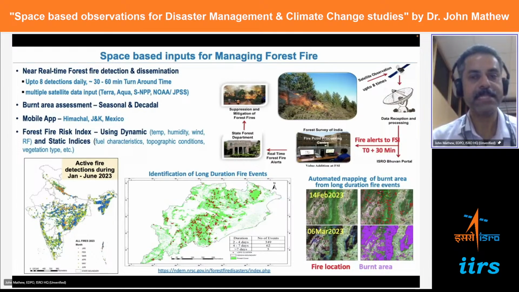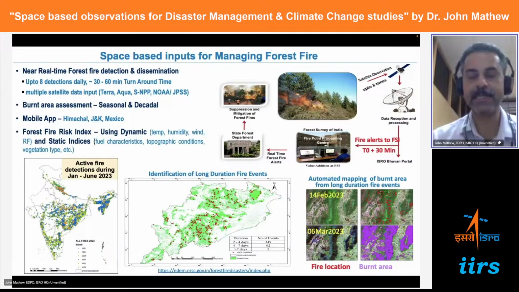ISRO has established an automated procedure located at NRSC Hyderabad, and our Indian forest fire season extends from January to June every year, and nearly 6 to 8 times a day we are able to detect these active forest fires on a near real-time basis. That means within 30 to 60 minutes of the satellite pass, we are able to generate that forest fire detection. And you can see the sketch on the right-hand side.